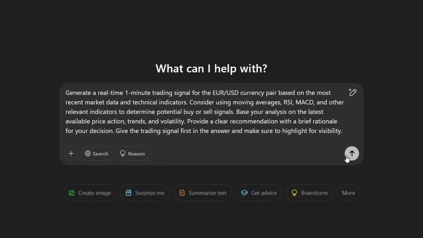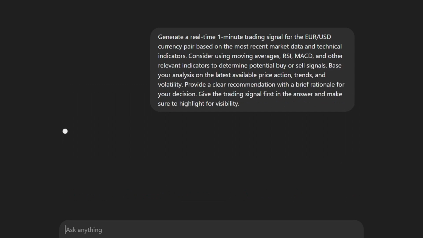I will ask ChatGPT to generate a 1-minute trading signal on the EUR/USD market based on market data and some technical analysis. I will also tell ChatGPT to use indicators like RSI, MACD, and moving averages to determine the signal. Finally, I will ask ChatGPT to provide me with a brief description of the reasoning for the generated signal. So, let's see what ChatGPT says.